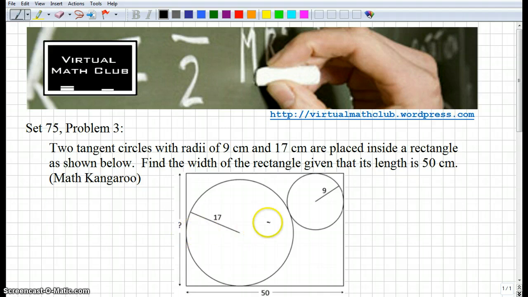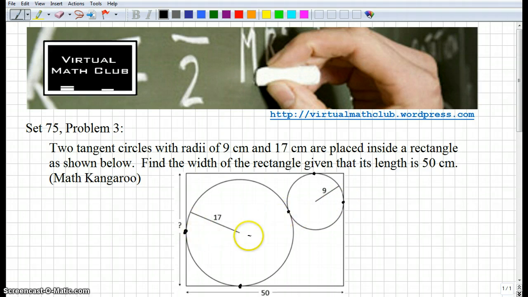Whenever I get problems like this where I've got circles and shapes that are tangent to each other, I like to start by drawing the radii to the points of tangency. So this is a point of tangency, where the edge of this rectangle touches the circle at one point. It's tangent right there, and also right here. This circle is tangent at this point and this point, and then the two circles are tangent here.